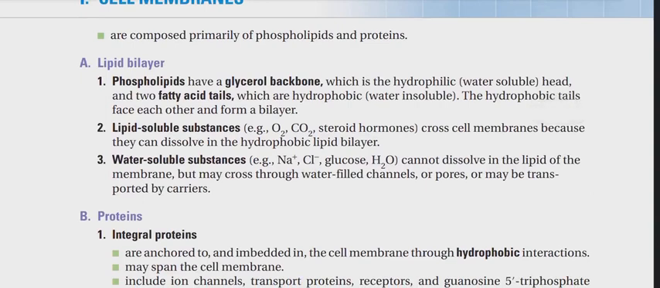Lipid-soluble substances, which are oxygen, carbon dioxide, and steroid hormones, cross the cell membrane because they can dissolve in the hydrophobic lipid layer. Water-soluble substances, for example, sodium, chlorine, glucose, and water, cannot dissolve in the lipid membrane, so they cross through water-filled channels or pores or may be transported by carriers.